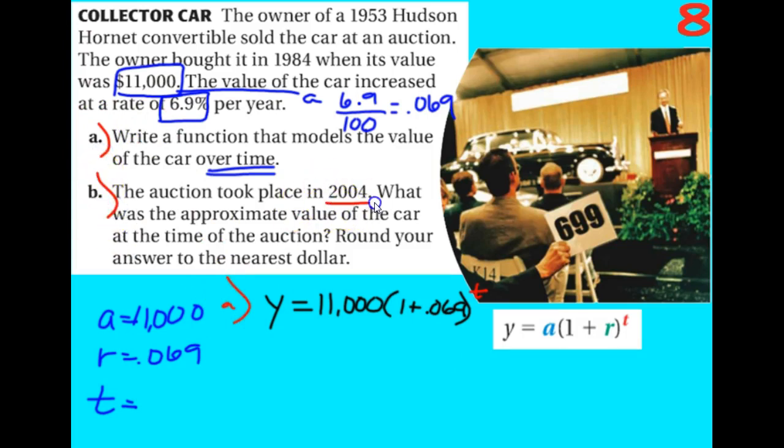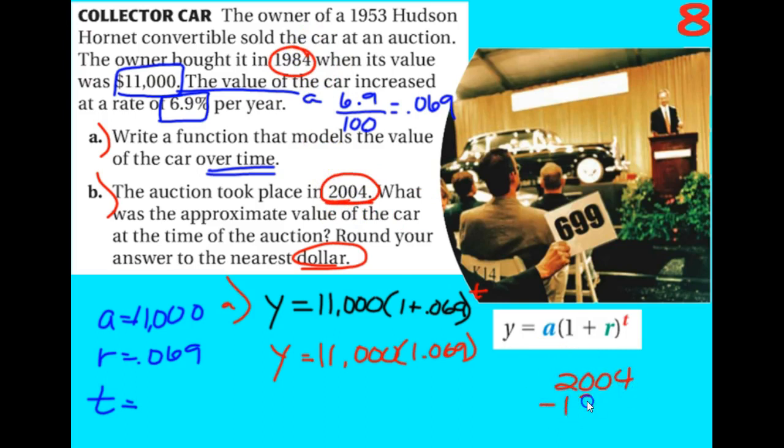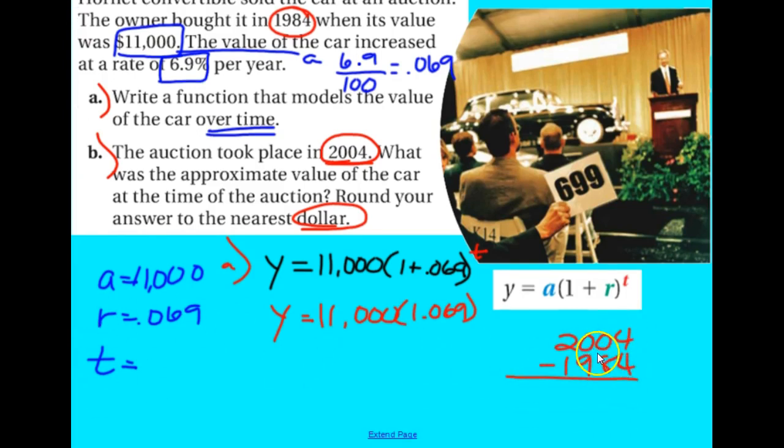Now part B, the auction took place in 2004. What was the approximate value of the car at the time of the auction? And round to the nearest dollar. So we're going to write out our same equation, 1.069, but t in 2004, well, since 1984, if you're not sure, 2004 minus 1984, or you can just count 84 to 94 to 2004 would be 20 years. 4 minus 4 is 0. 200 minus 198 would give you 20. So our time is 20 years.